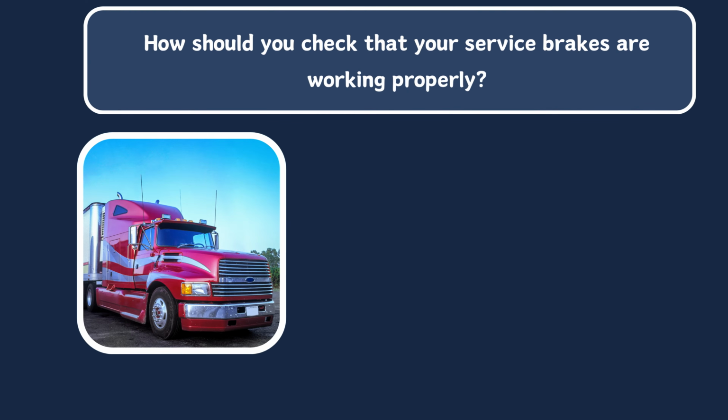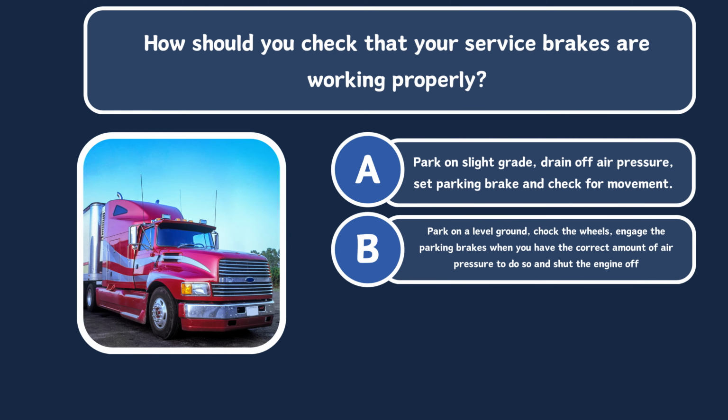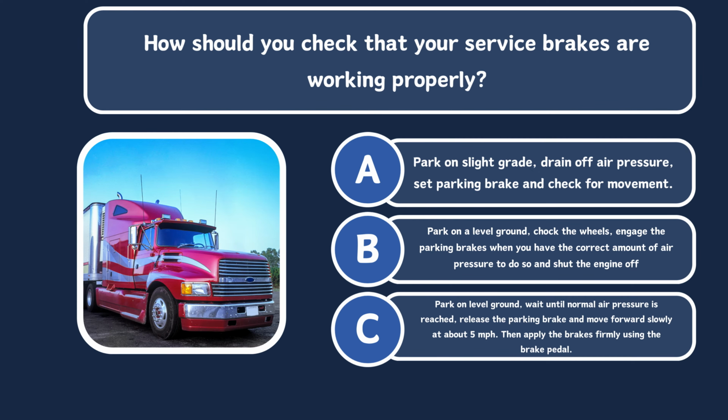Question 7. How should you check that your service brakes are working properly? A. Park on a slight grade, drain off air pressure, set the parking brake, and check for movement. B. Park on level ground, chalk the wheels, engage the parking brakes when you have the correct amount of air pressure to do so, and shut the engine off. C. Park on level ground. Wait until normal air pressure is reached. Release the parking brake and move forward slowly at about 5 miles per hour. Then apply the brakes firmly using the brake pedal.